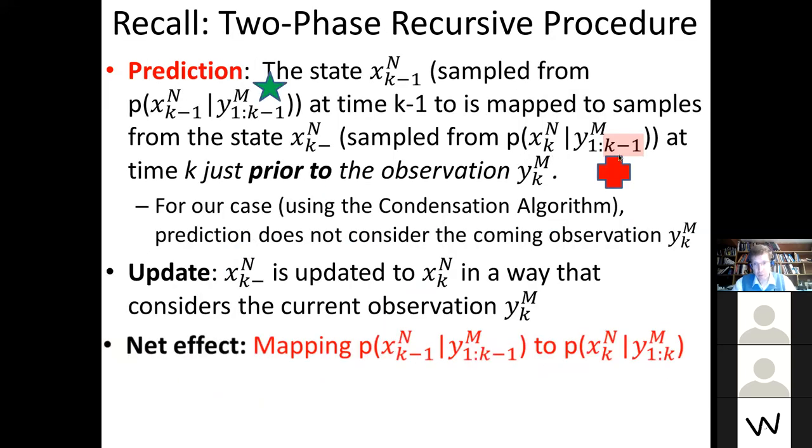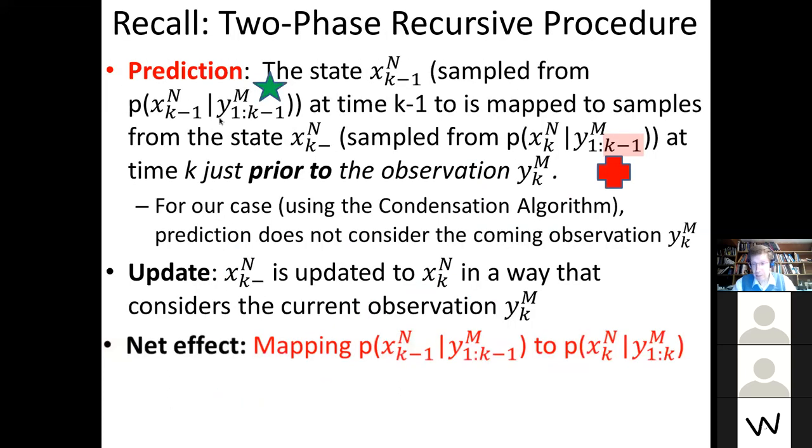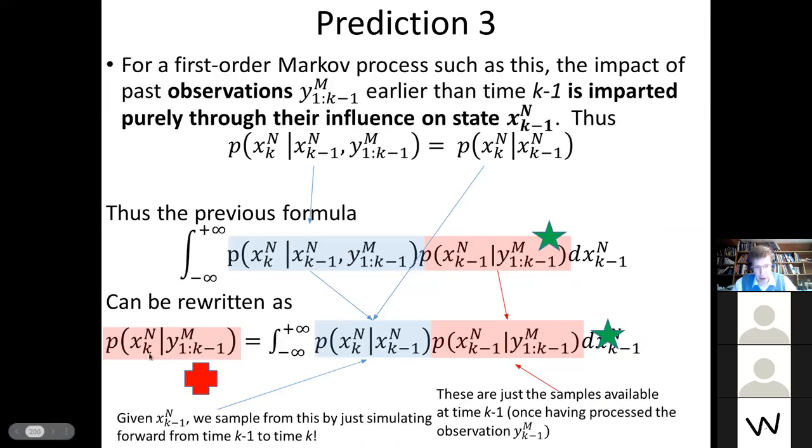We've got this way to go from this thing we had earlier. That's this guy. If we have that distribution in hand, we can map it to this distribution. Remember, this distribution was the distribution of x sub k, taking everything into account, the model dynamics from k minus one to k, and what we had at k minus one, but not yet the observation y sub k. We haven't yet taken into account the observation y sub k.